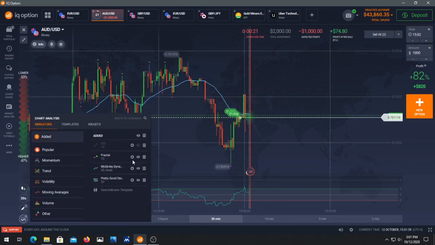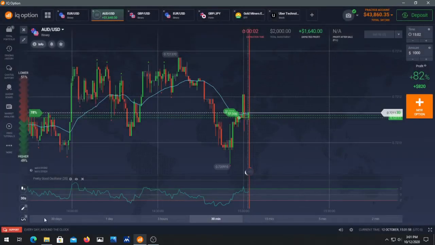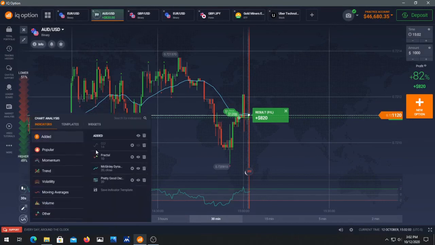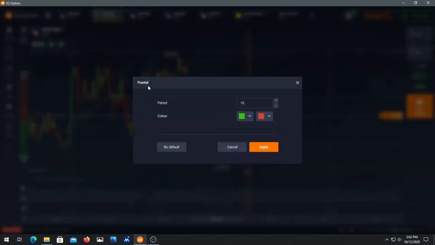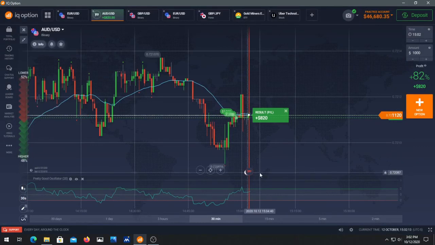As you can see, the McGinley Dynamic is a really good indicator to use. It can be applied to many charts and many different strategies. So the 20 period close, and we're also using the fractals, and the fractals is at the 10 period. Alright, close. This is where our trade ended.